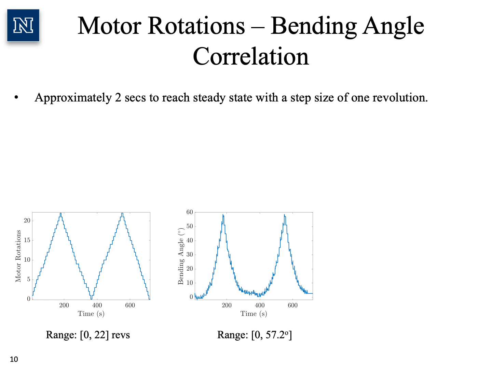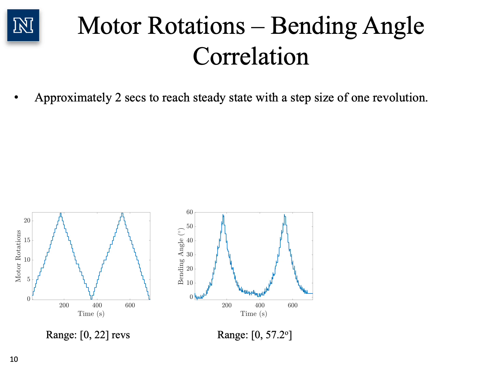Coming to the experimental results, firstly, the motor rotations bending angle correlation is discussed. For this experiment, only one TSA was actuated. The input sequence applied to the TSA is shown in the figure on the left, and the corresponding bending angle output is presented in the figure on the right. The input consisted of 2 cycles of monotonically increasing followed by monotonically decreasing motor rotations with a step size of 1 rotation. For this step size, the proposed manipulator settled at a steady state value in around 2 seconds. 2 cycles were applied to check the repeatability of the manipulator.